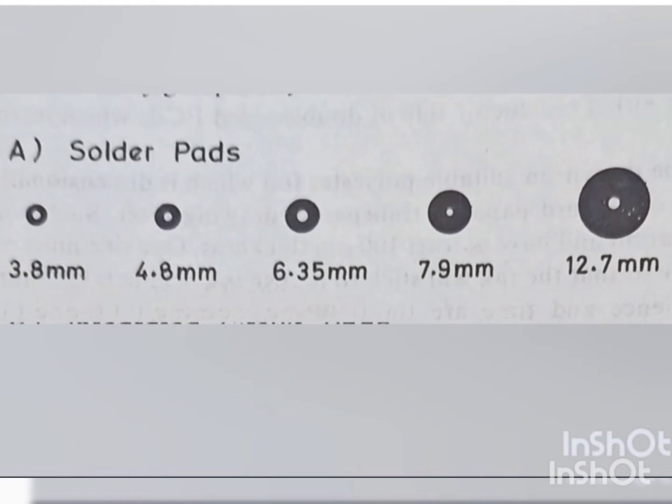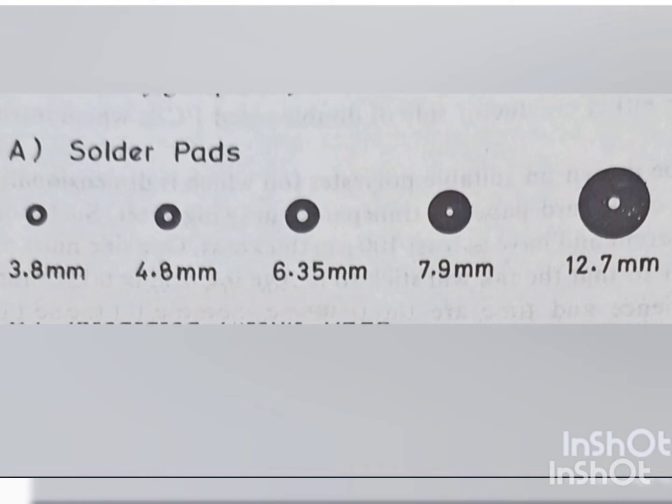When we come to sizes, you can see from left to right, it goes from small size to big size, that is from 3.8 mm to 12.7 mm. Again, there is one more thing you have to note down: the internal diameter will be different and the external diameter will be different. So these pads can be chosen as per your needs.